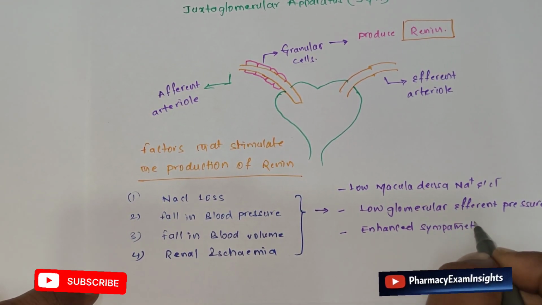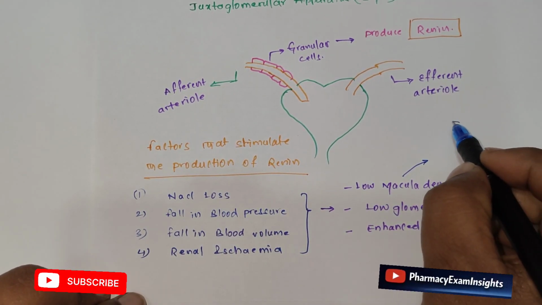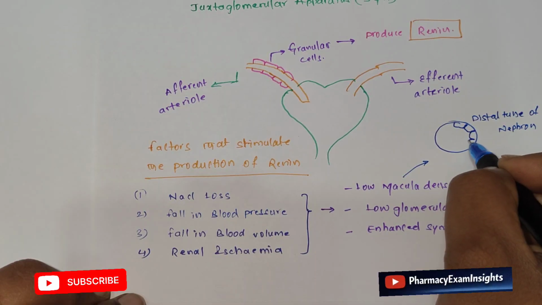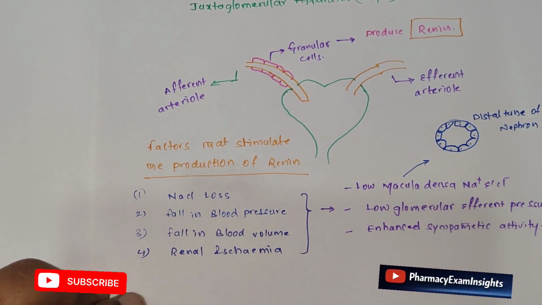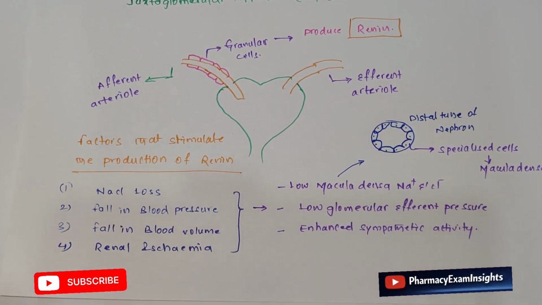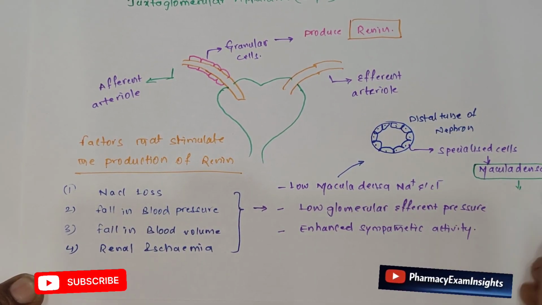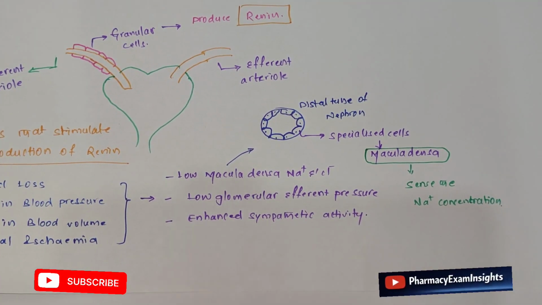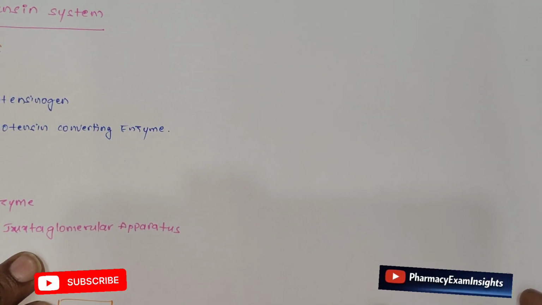Let's see what is macula densa. Inside the distal tubule of the nephron there are specialized cells called macula densa. It will sense the low sodium concentration. So whenever sodium concentration is less, the macula densa will be activated to produce renin.